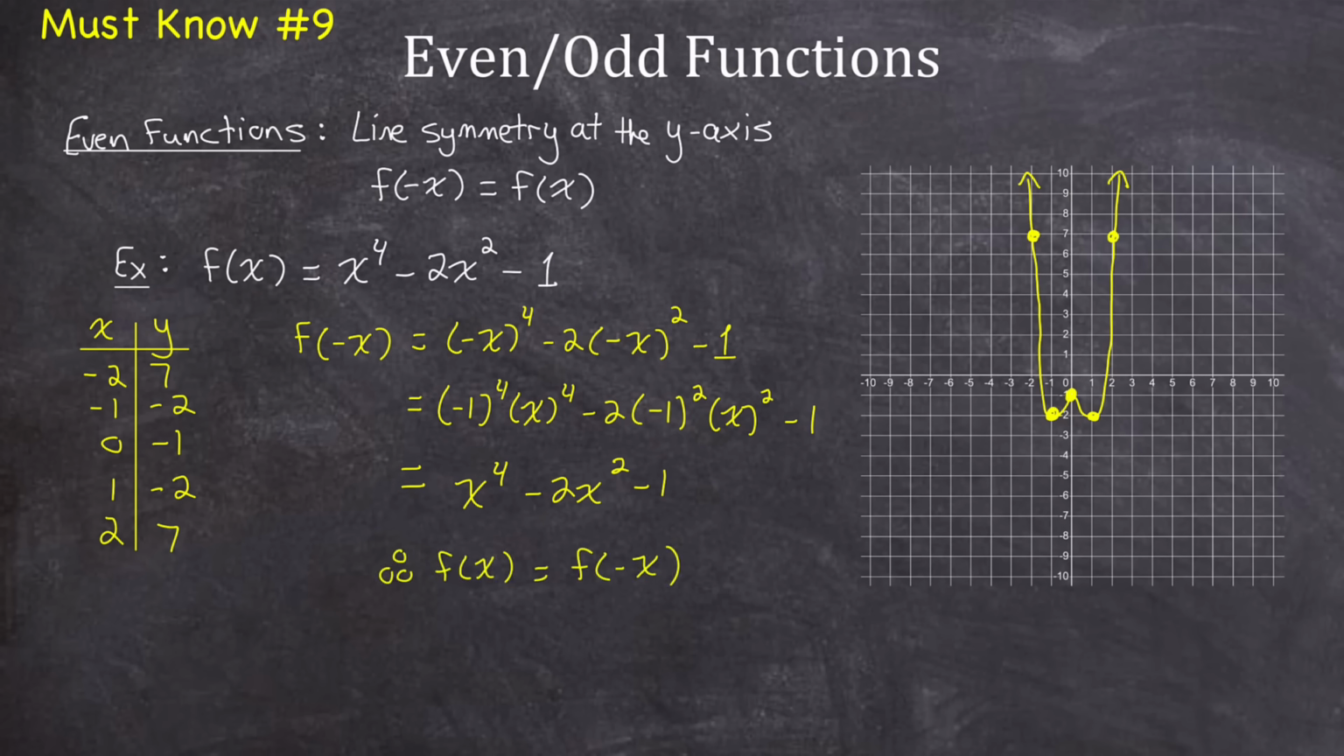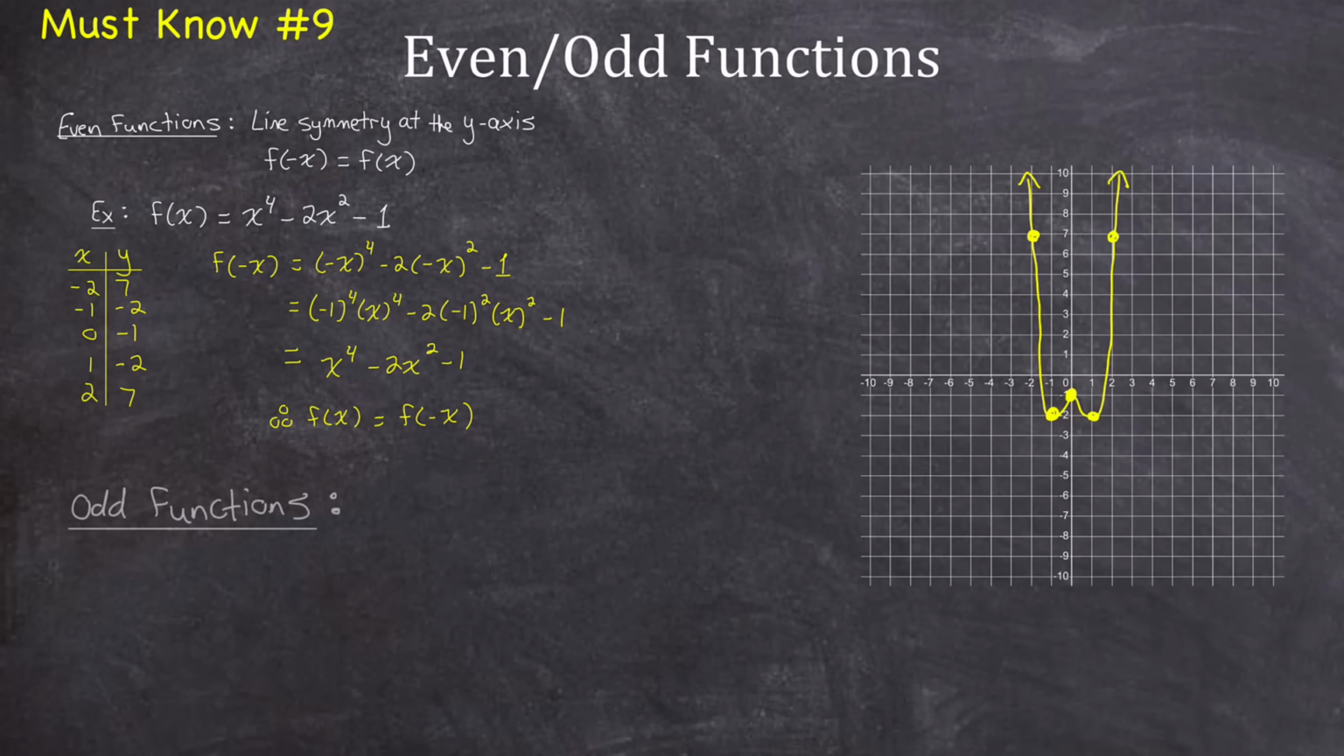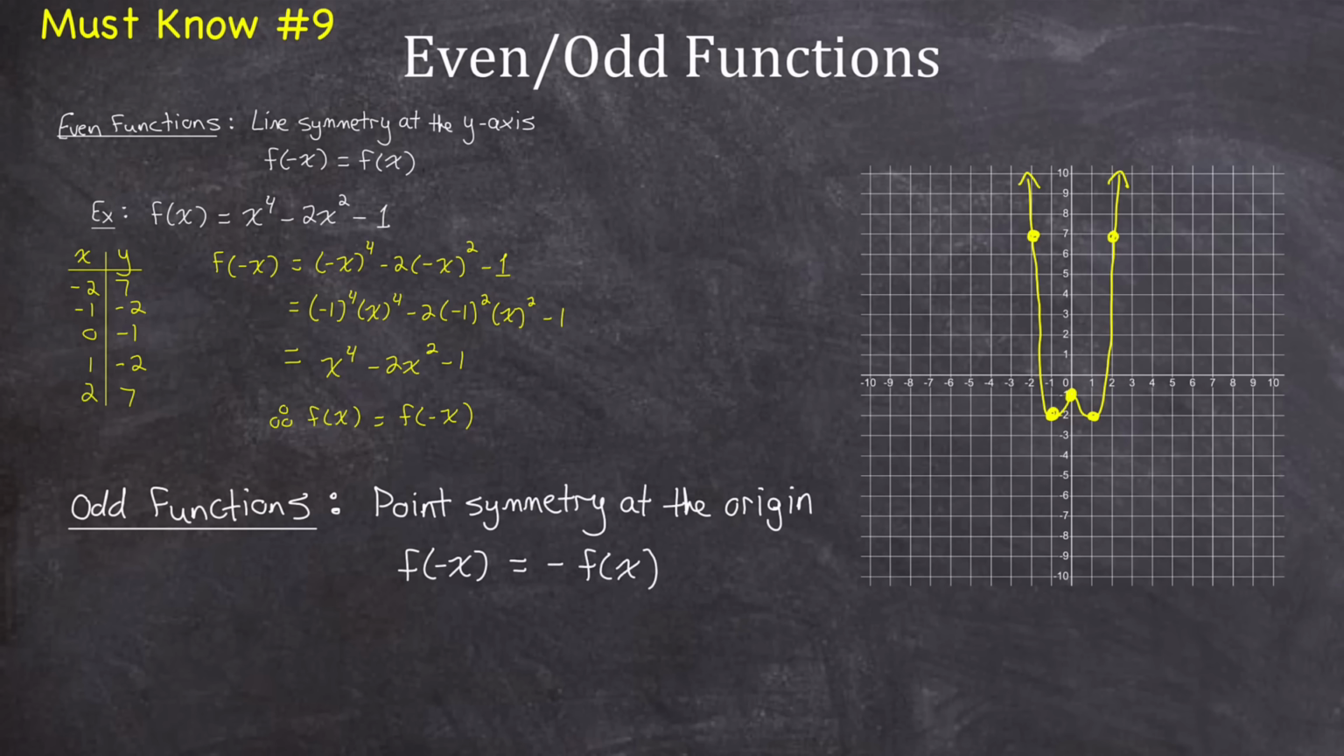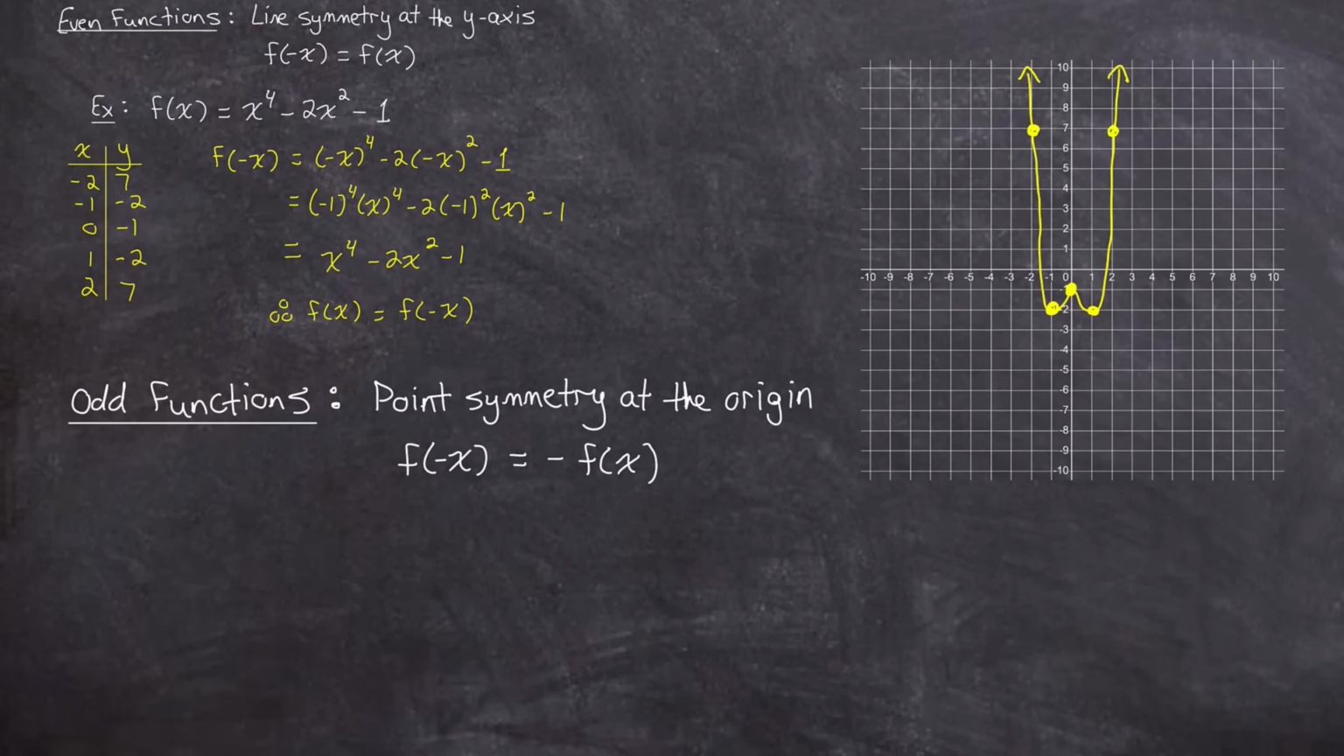Now let me shrink this and let's look at odd functions. Odd functions have point symmetry at the origin, and algebraically, the equation of f of negative x would equal the negative of f of x, meaning the outputs of f of negative x and f of x would have the same absolute value, but they would be the opposite sign. So let me give you an example of an odd function.